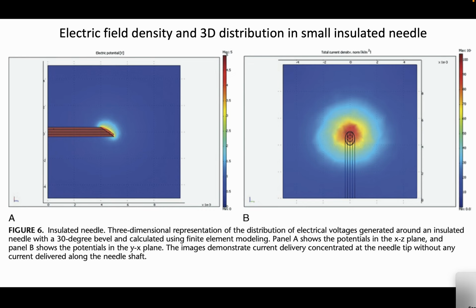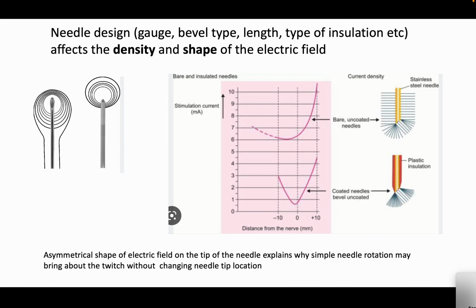So next, what is important to understand is to imagine this electric field on the tip of the needle, if we're talking about an insulated needle, and understand there's a particular three-dimensional distribution. We call it electric field. We're looking at this plane in a lateral view. And this electric field, its density, represented by more dense lines here, and its shape, see the shape here versus the shape here, will depend on needle design: gauge, bevel type, length, and type of insulation.